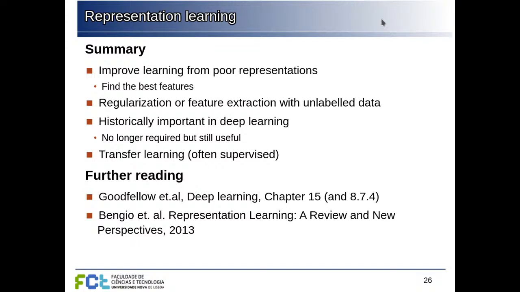One example would be using those very sophisticated networks for image classification, already trained, to help you solve some problem with a smaller data set. So I recommend reading chapter 15, also this section here, but chapter 15 is mostly about this part of representation learning, and also this paper. This is a good paper about these concepts and a good discussion of these aspects of learning at a more abstract level, without worrying too much about specific implementations, networks, and so on.